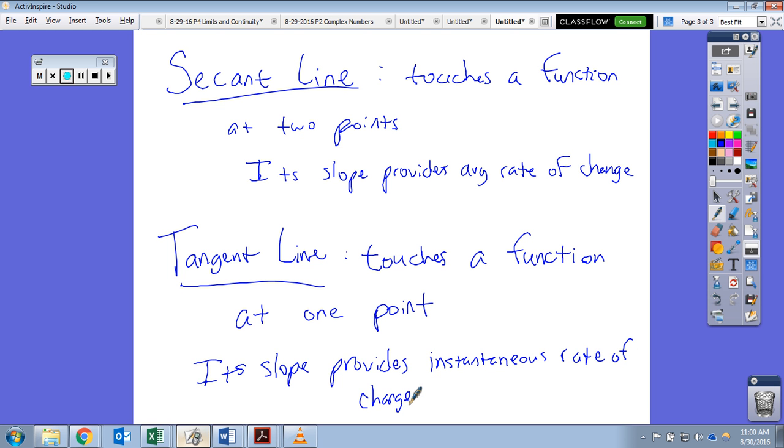I hate that concept. You hate calculus? I'm sorry you hate calculus. Hopefully I'll get to the point where you don't hate it. Hopefully in the very near future, because we're about to go into the derivative next class, probably. So its slope provides the instantaneous rate of change.